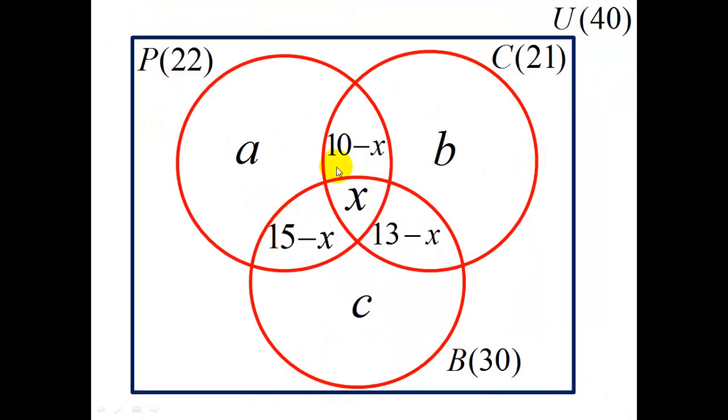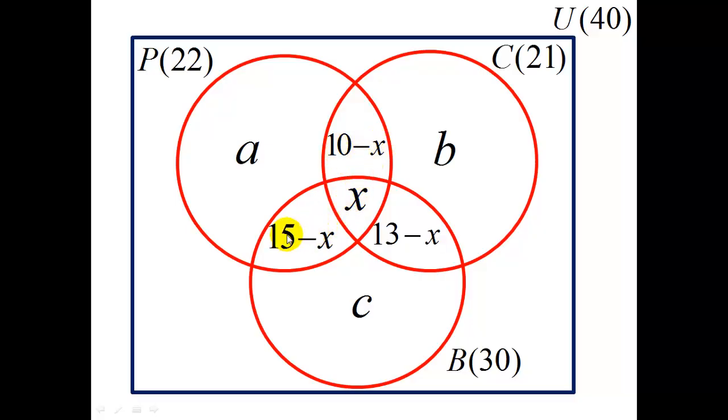Now, when we come to the Venn diagram, we have regions A, B, and C. Now from the question, the number of students who study physics and chemistry was given to be 10. But if you want to know the number of students who study only physics and chemistry, then you have to subtract x from 10, and that is how come we have 10 minus x.